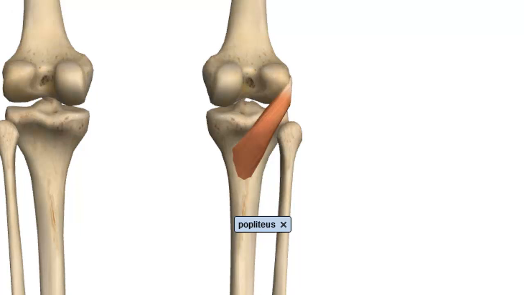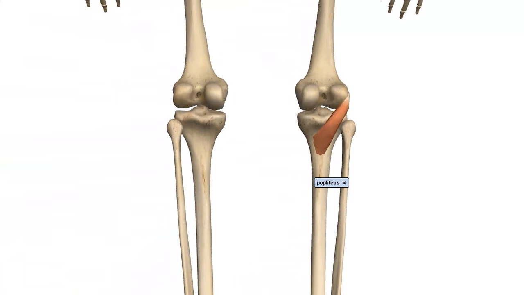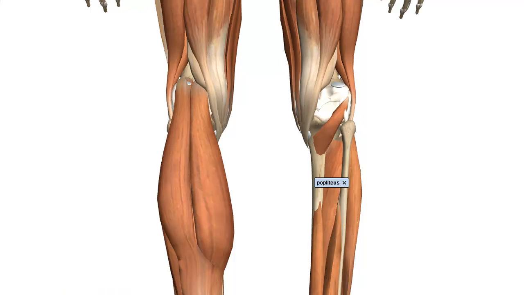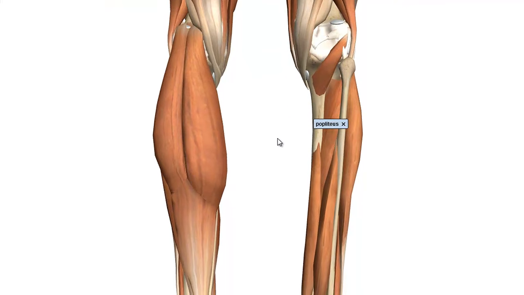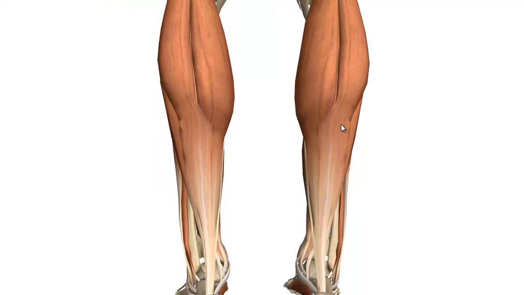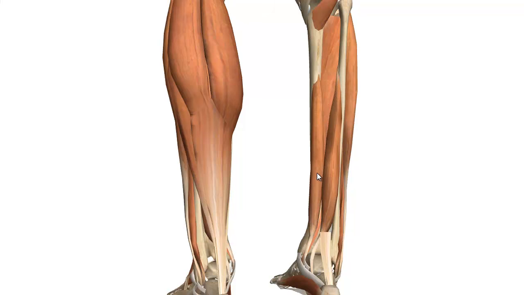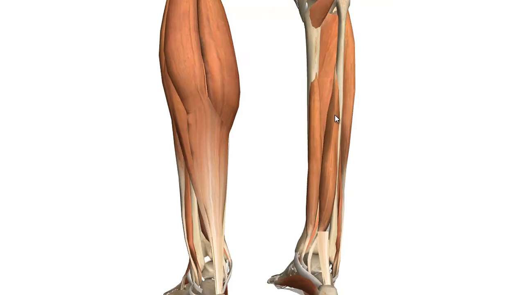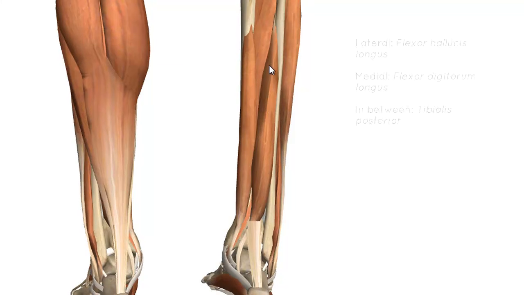So again, this muscle is innervated by the tibial branch of the sciatic nerve. So next, we've got these three large muscles. Laterally here we've got the flexor hallucis longus. Medially we've got the flexor digitorum longus, and lying between these two muscles we've got the tibialis posterior muscle.